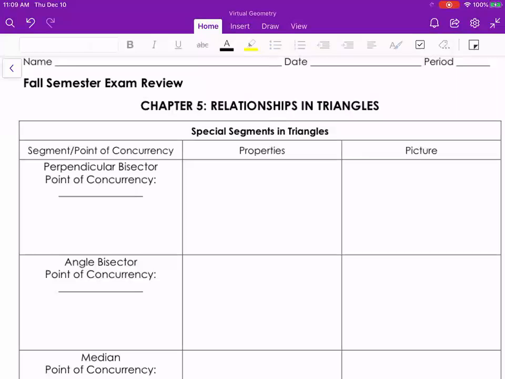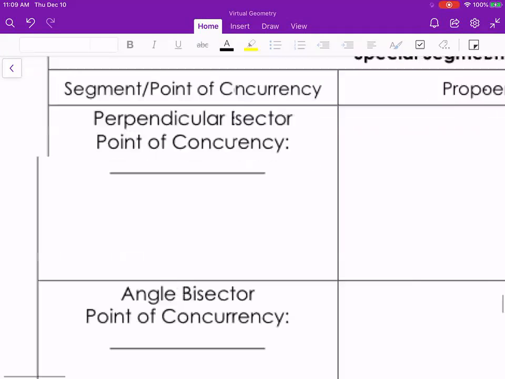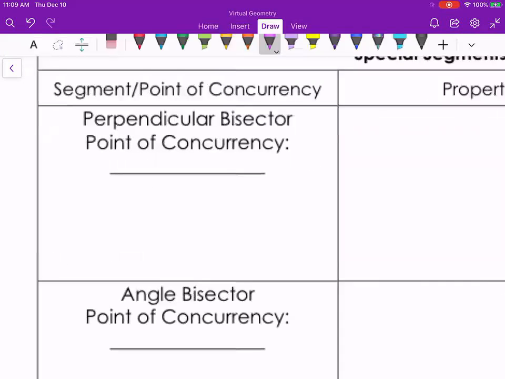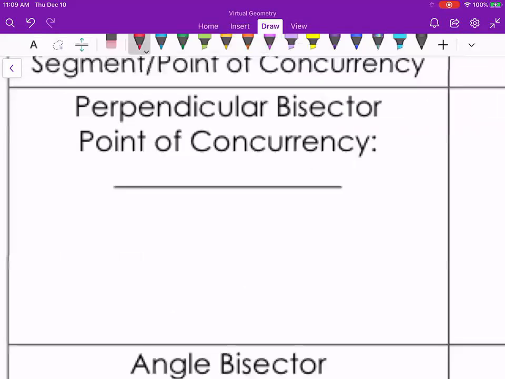All right, guys, we are looking at the last chapter, chapter 5, your relationships in triangles. So we started off by looking at some of our special segments and some of the special properties that went along with those segments. So the first one we looked at was the perpendicular bisector. Now, its point of concurrency was the circumcenter.